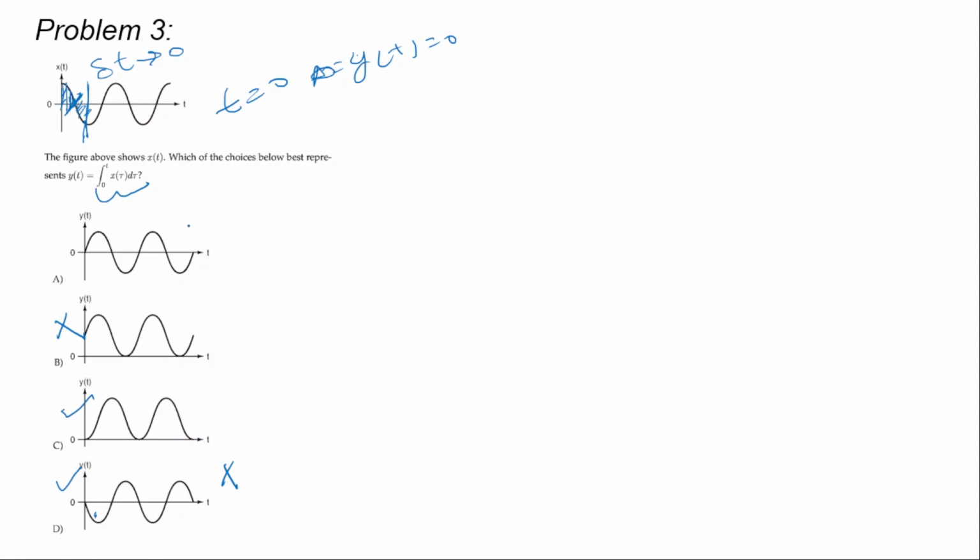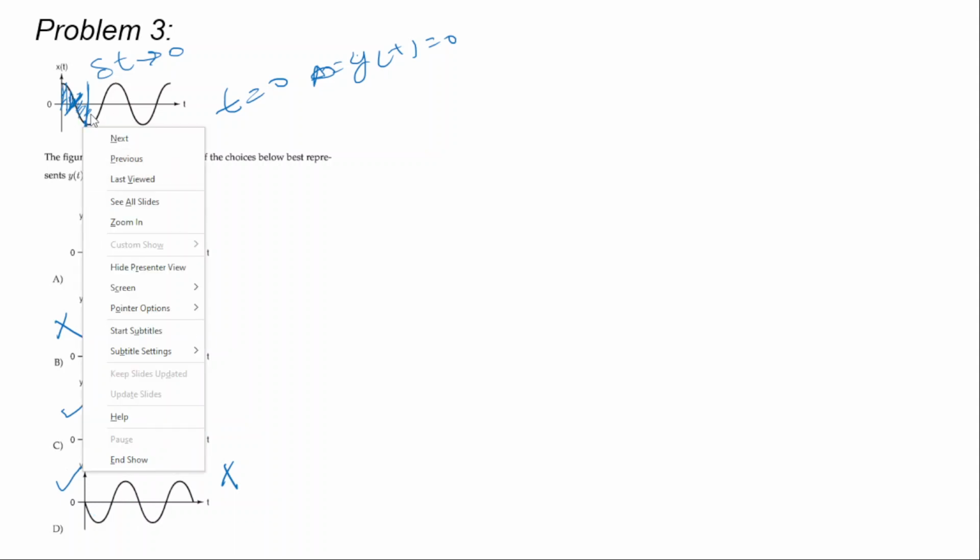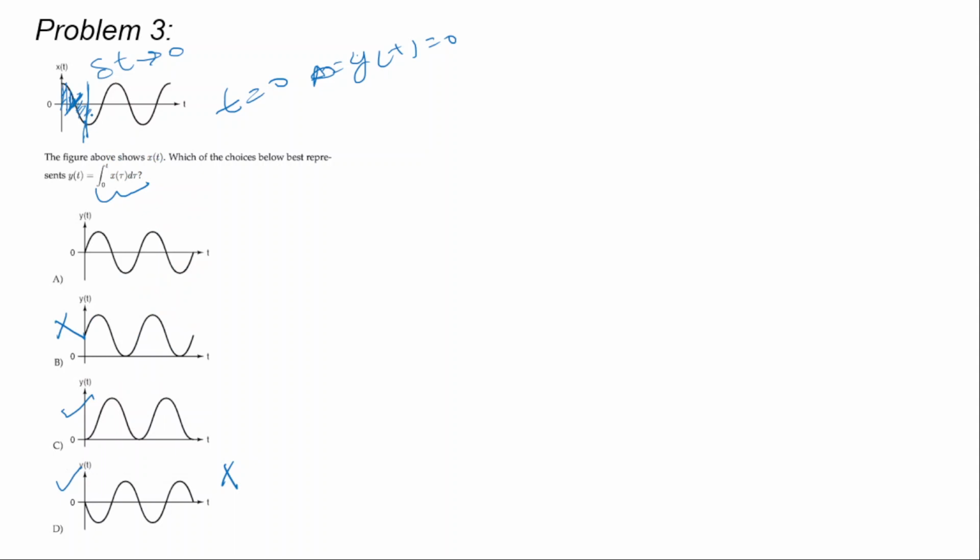Now, as you can see, after this point this whole area will be cancelled, and the area will be 0. Now this negative area will add. So our y of t will be negative, but in this curve there is no negative part, it's always above 0. So our option A is correct.